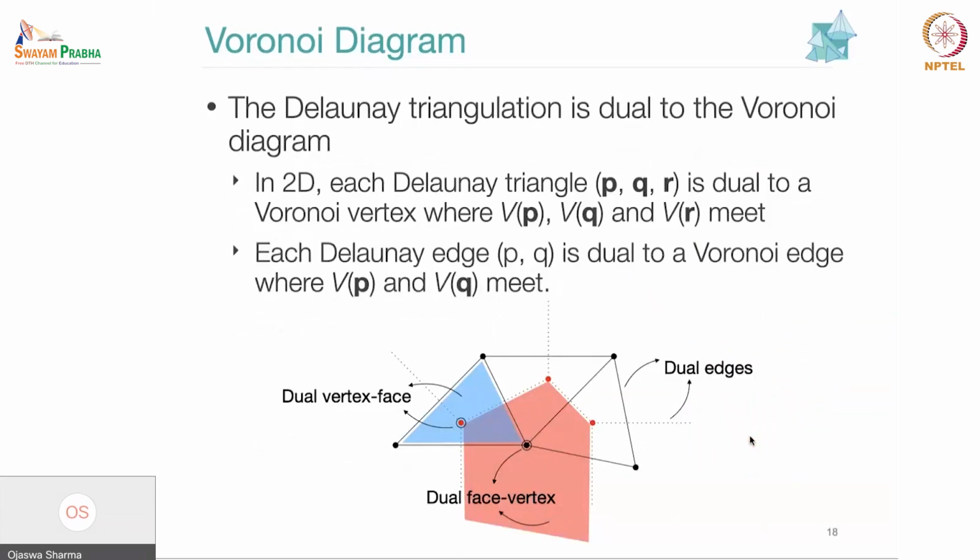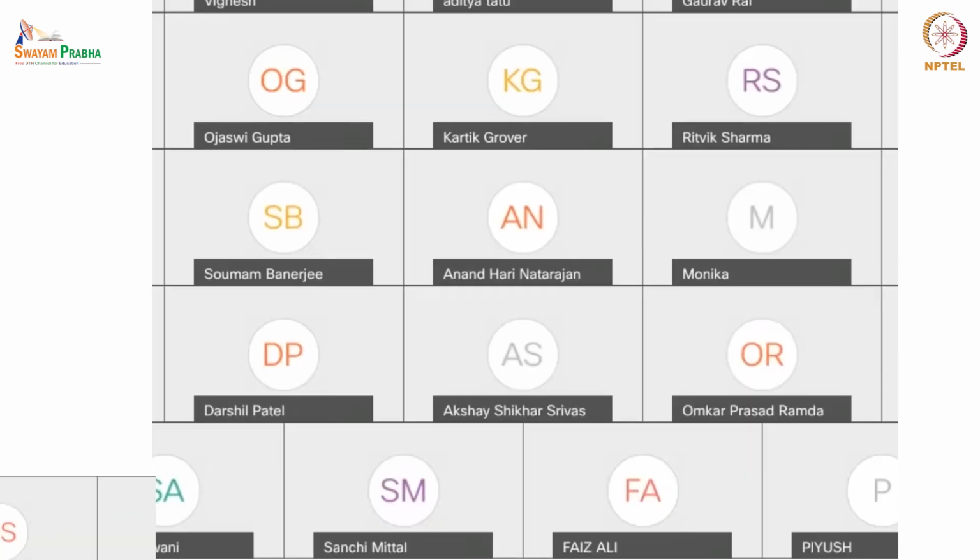Okay, so let's see the Voronoi triangulation. How does it relate to the Delaunay triangulation? The Delaunay triangulation is the dual to the Voronoi diagram. And what do I mean by a dual? Let me very quickly explain what I mean by a dual of a triangulation. I think that idea will probably be useful when I'm looking at that.